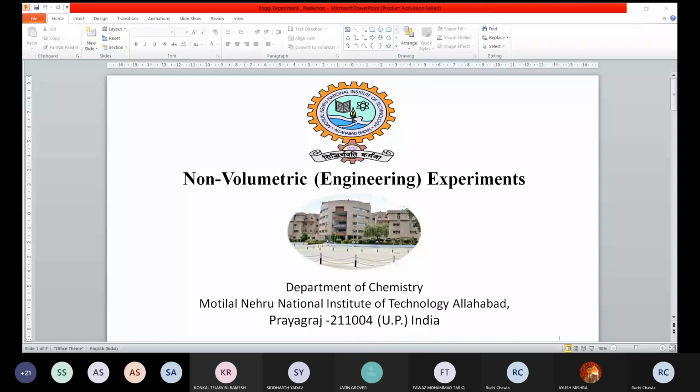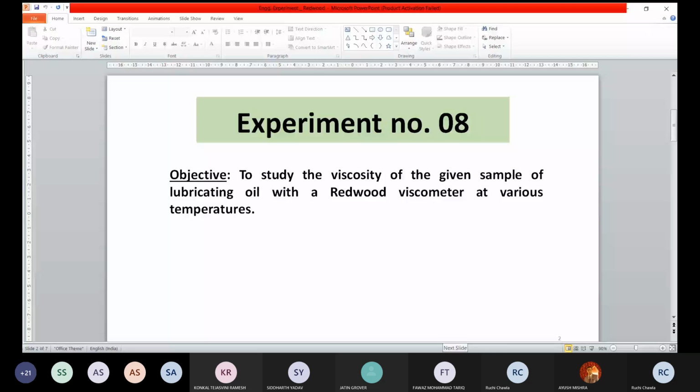So I was saying, I was supposed to take this experiment with you on the last turn itself, but then it was announced as a holiday. So we're doing it today. It is going to be experiment number 8, and the objective for today's experiment is that we're going to study the viscosity of a given sample of any lubricating oil with the help of a Redwood viscometer at various temperatures.